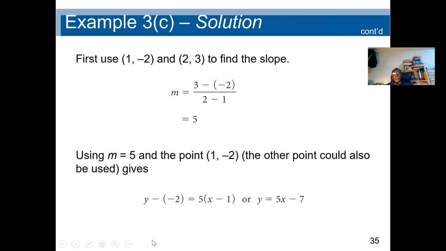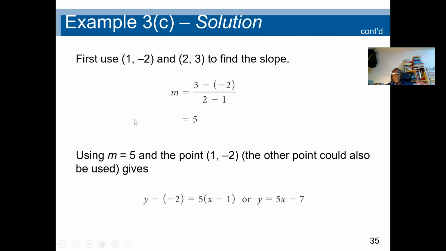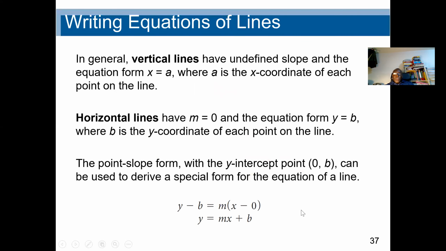So here we decided to pick 2 and 3. So we get y minus -2 equal to slope 5, x minus 1. And the answer gave us again y equal to 5x minus 7. So again, for a horizontal line, the slope is 0. So the equation will be y equal to the y-intercept, or b. With a vertical line, we can't do anything because we don't know the value of the slope.